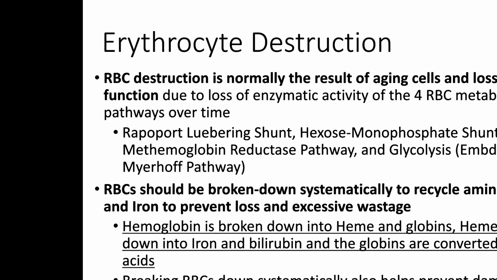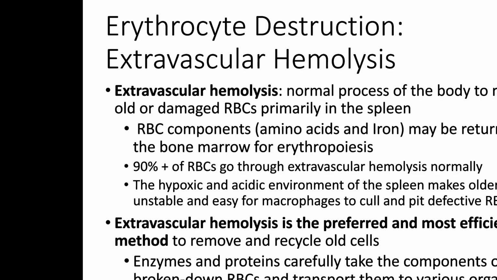Also, we need to prevent damage to the cell. Hemoglobin is not meant to be outside of a red cell, and it'll cause a lot of problems, especially if it's left alone in the peripheral blood. So, this is the way that we want to get rid of cells: extravascular hemolysis. This is a normal process, which will happen primarily in the spleen.